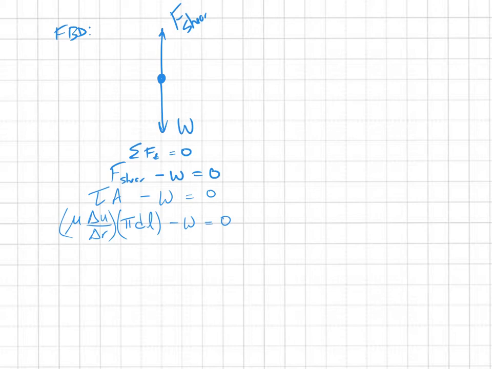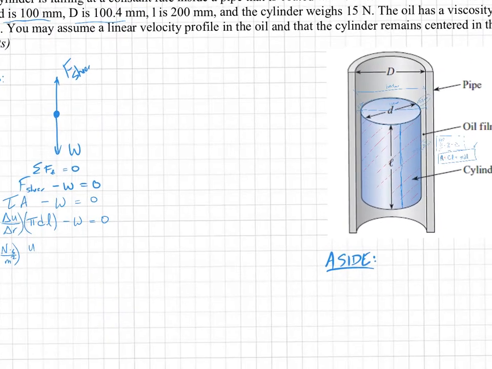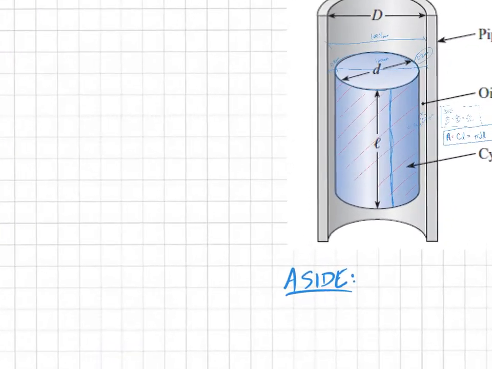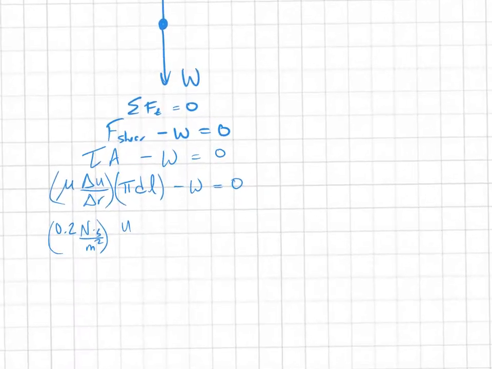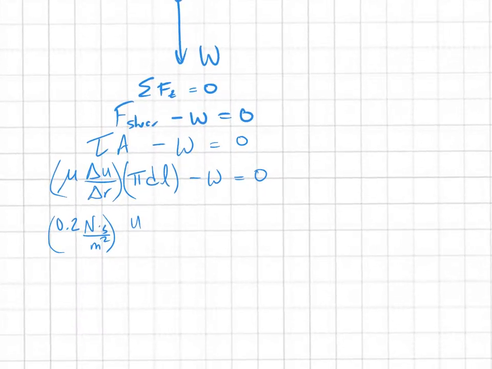So then when I plug all this stuff in, I'm just going to plug a bunch of numbers in here: 0.2 newtons times seconds per meter squared, times the U of the cylinder. What did I call that over there on my aside? Yes, I called that the U of the cylinder. I apologize for that little messiness there. Then 0.2 times 10 to the negative thirds meters. That's going to be a common error, forgetting that we need to convert that to meters, or else we're going to get a wrong answer here.